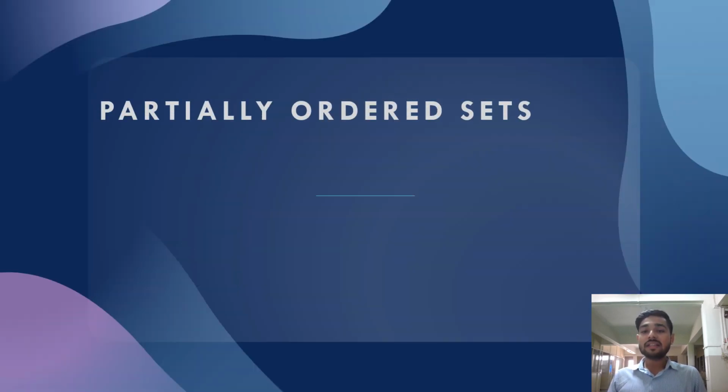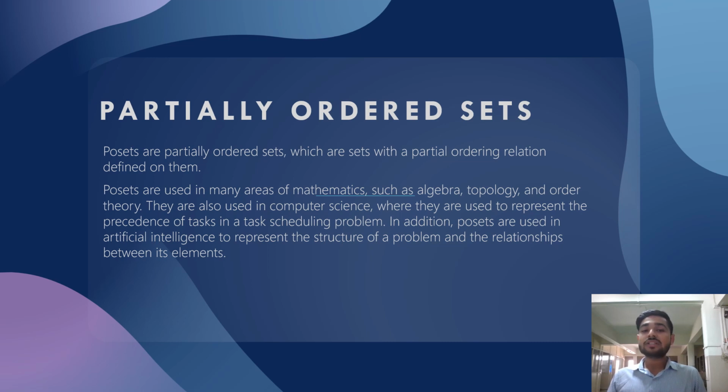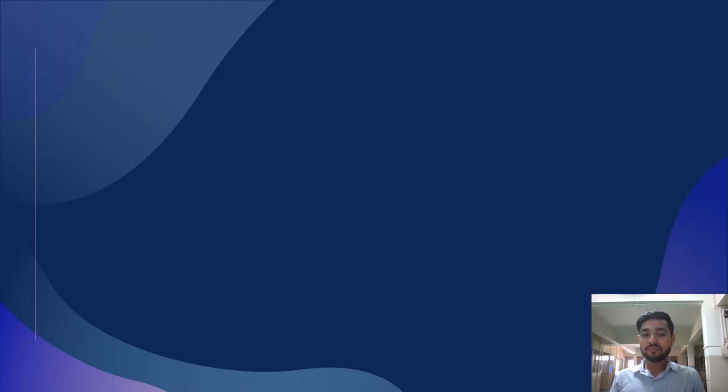The posets are partially ordered sets, which are sets with a partial order relation defined on them. The posets are used in many areas of mathematics, such as algebra, topology, order theory. They are also used in computer science, where they are used to represent the precedence of a task in a scheduling problem. In addition, the posets are used in artificial intelligence to represent the structure of a problem and relationship between the elements.